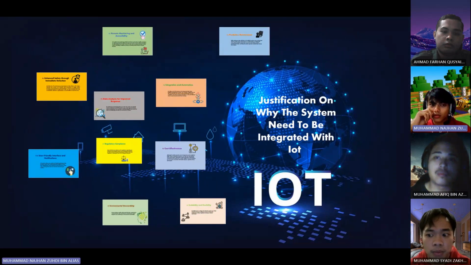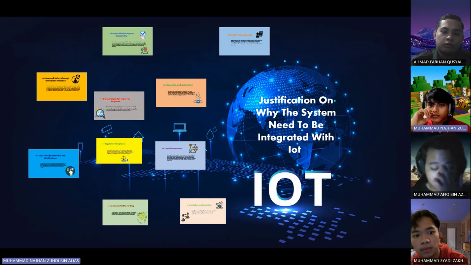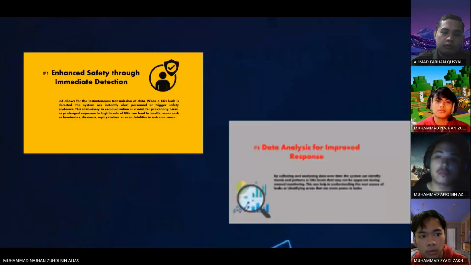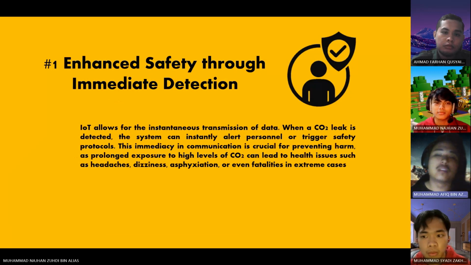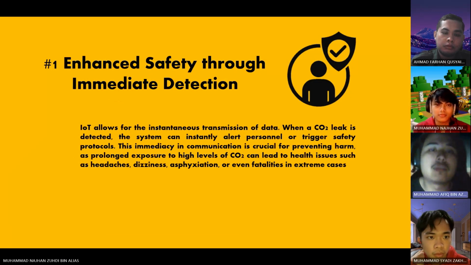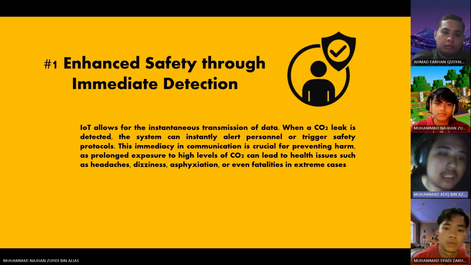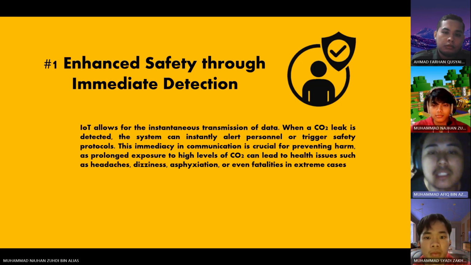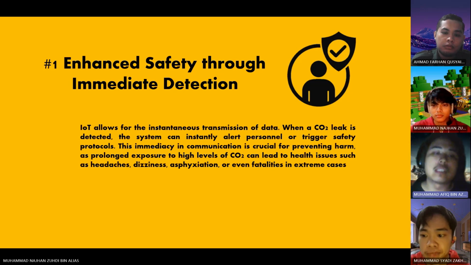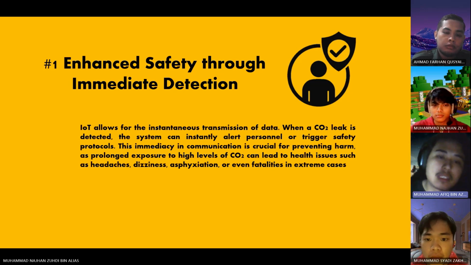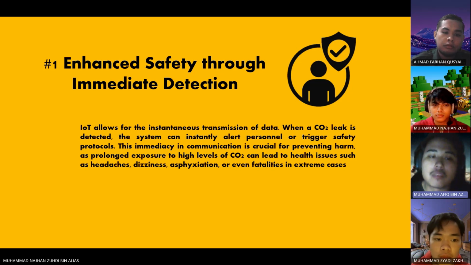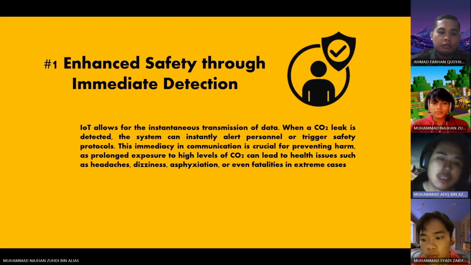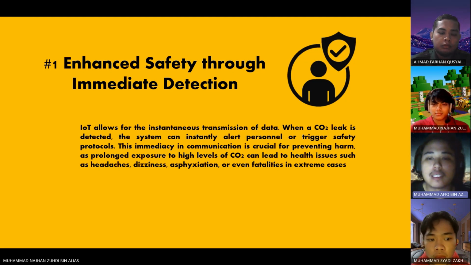Yes, so we have 10 types of justification on why the system needs to be integrated with IoT. Okay, so the first one is to enhance the safety through immediate detection. IoT, Internet of Things, allows for the instantaneous transmission of data. So when a CO2 leak is detected, the system can instantly alert the personnel or trigger safety protocol. This immediacy in communication is crucial for preventing harm, as prolonged exposure to a high level of CO2 can lead to health issues such as headache, dizziness, asphyxiation, or even fatality in extreme cases.